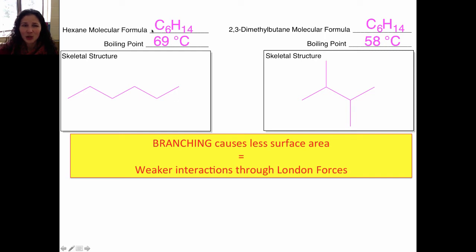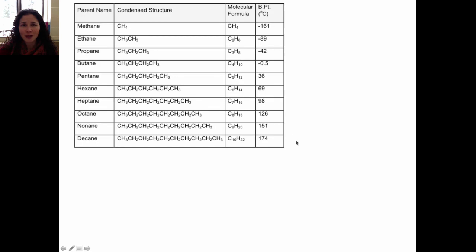It's important to notice, though, that these two things have the same molecular formula, so we're comparing apples to apples. You would not be able to use this to compare something with a different number of carbon atoms. There's a more important trend when you have a different molecular formula. We saw this earlier in the semester when we first talked about alkanes.